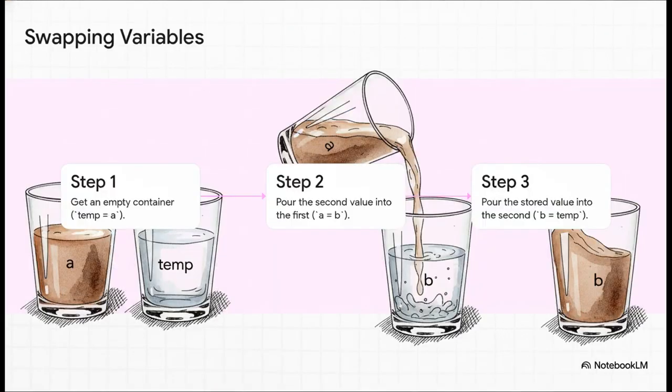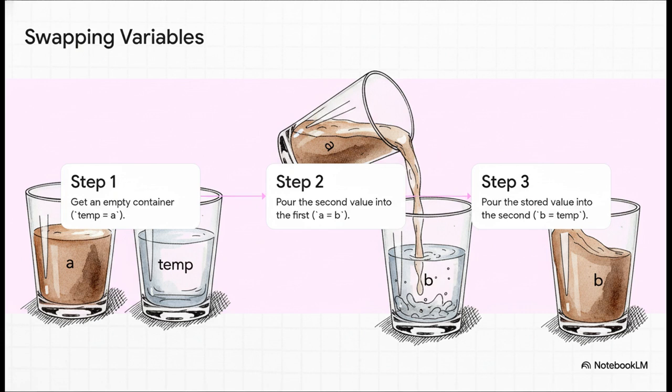Now this is a classic little logic puzzle that every programmer learns. Imagine you have a glass of water and a glass of milk. How do you swap them? You can't just pour one into the other, right? You'd make a mess. You need a third empty glass. And that's exactly what we do in programming.